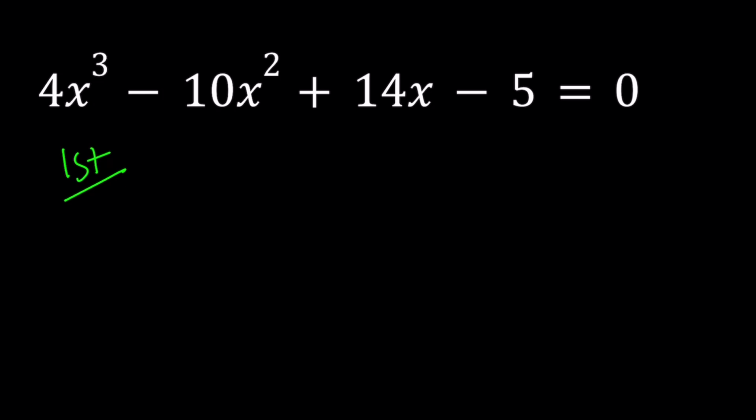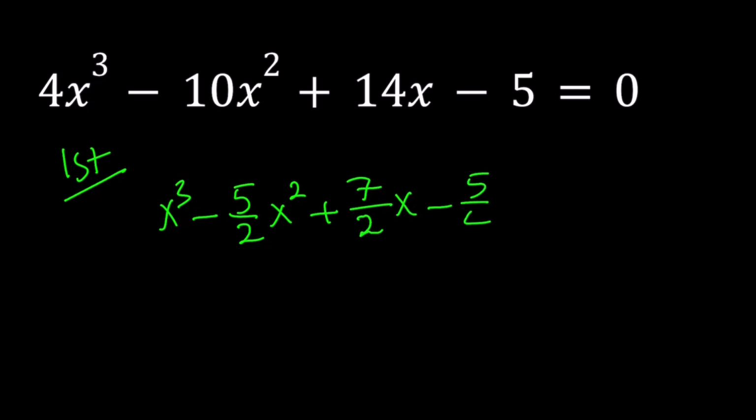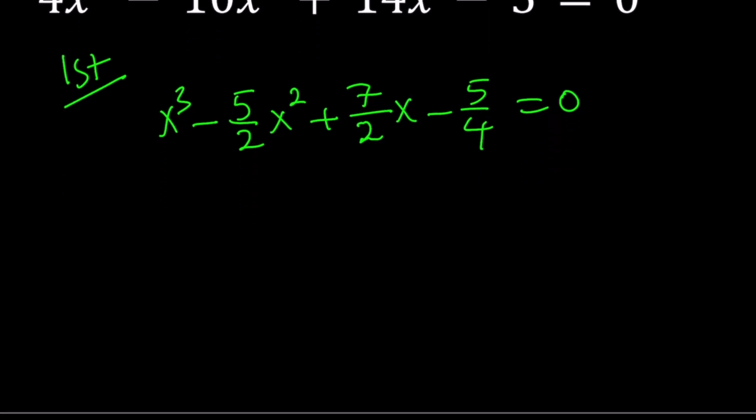Let me go ahead and divide both sides by 4 first. So we get x cubed minus 5 over 2 x squared plus 7 over 2 x minus 5 over 4 equals 0. To be able to use the cubic formula, I'm going to get rid of x squared. So let's go ahead and set x equals y plus 5 over 6.